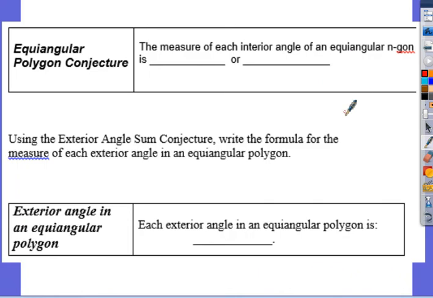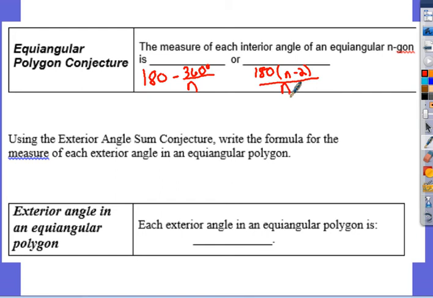So now we got 2 more theorems, the equiangular polygon conjecture. And that says you can find the measures of each interior angle of an equiangular n-gon, just a polygon, by using either of these formulas. The first, and you can decide which one you like better, is 180 degrees minus 360 divided by n. Or, and the one I prefer, 180 degrees times n minus 2 divided by n. So write that down, please.